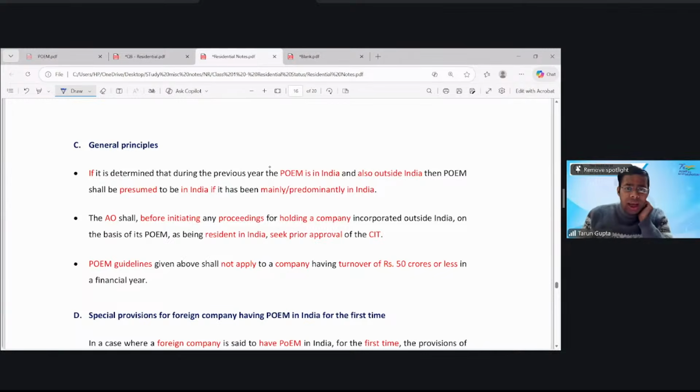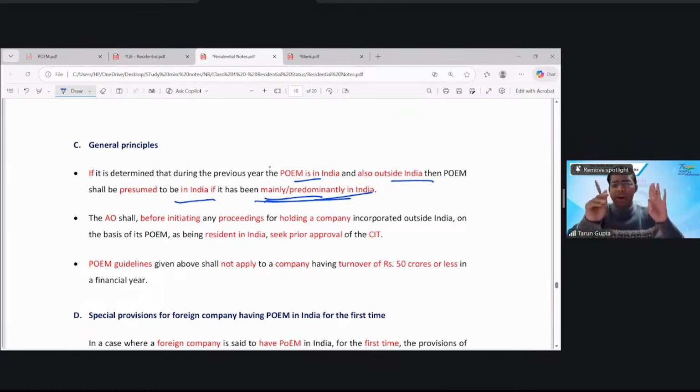General principle. If it is determined that during the previous year POEM is in India and also outside India, then POEM shall be presumed to be in India if it is mainly or predominantly in India. Understood? I told you we have to see all the relevant factors for the entire year. It's not a snapshot approach. Don't see one decision, one meeting. So all the relevant factors for the entire year, where predominantly the important decisions are being taken. See?